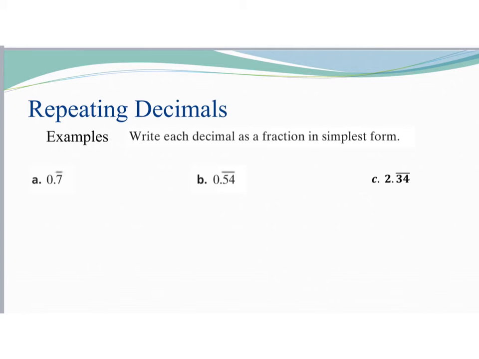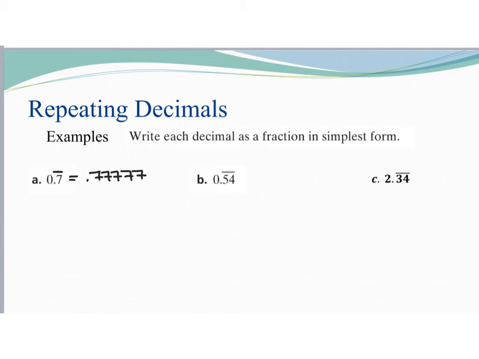Now the second type of decimals we have to deal with are repeating decimals. Remember, with a repeating decimal, like in example A here, when I have that bar over the top of the number like this, it really means that that 7 is repeating itself forever. So I would get something like this. Now with these type of fractions, we have to treat them a little bit differently.